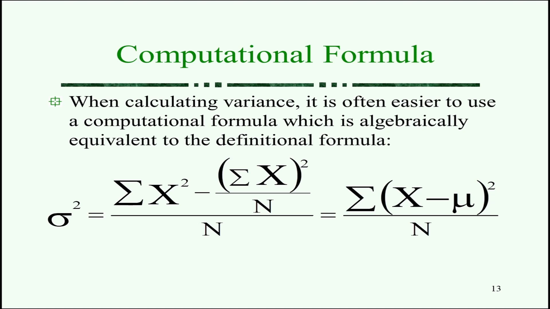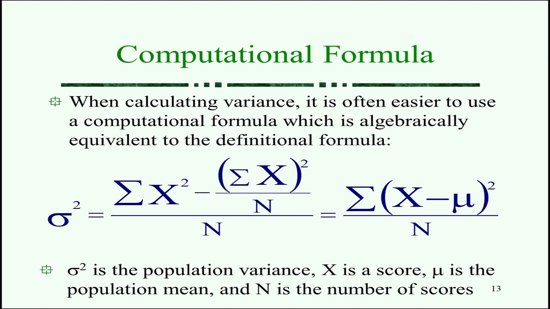When calculating variance, it is often easier to use a computational formula which is algebraically equivalent to the definitional formula, that is sigma squared is equal to summation x squared minus (summation x) the whole squared divided by n, the whole thing divided by n. This can also be written as summation of (x minus mu) the whole squared divided by n. This is the formula for calculating the variance.